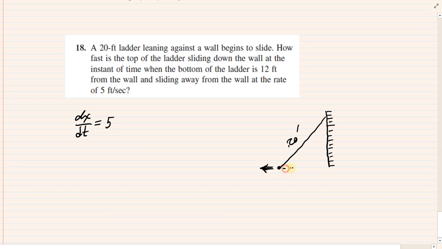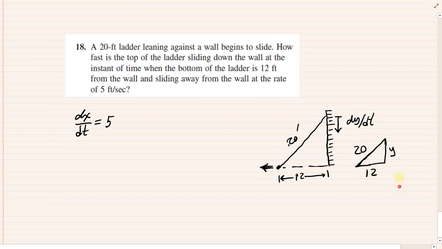We want to know the instant the ladder is 12 feet from the wall. So when this distance x is 12 feet from the wall, how fast is the top of the ladder sliding? We want to know what dy dt is, right? Now the instant the base of the ladder is 12 feet from the wall, because the length of the ladder is a fixed length, right? What's changing is the x and the y. So the moment x is 12, the ladder is 20.